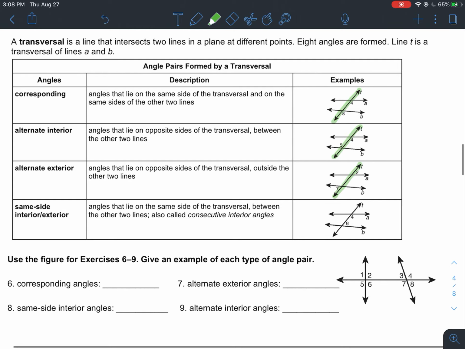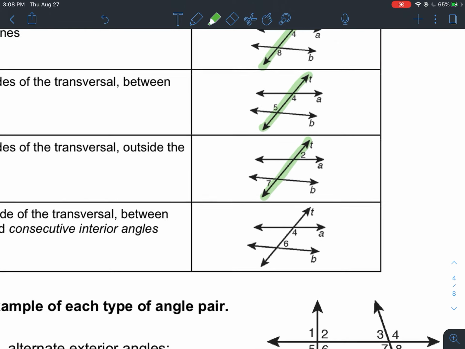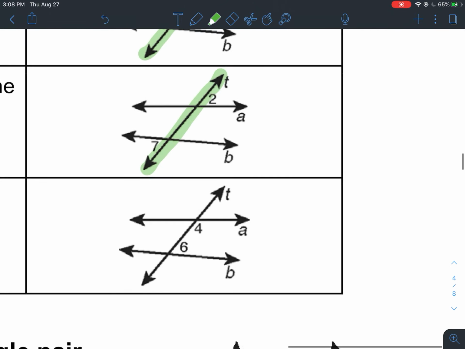And finally, same side interior or same side exterior. Those are two angles that lie on the same side of the transversal, and either both are inside the parallel lines or both are outside the parallel lines. So 4 and 6 would be same side interior.